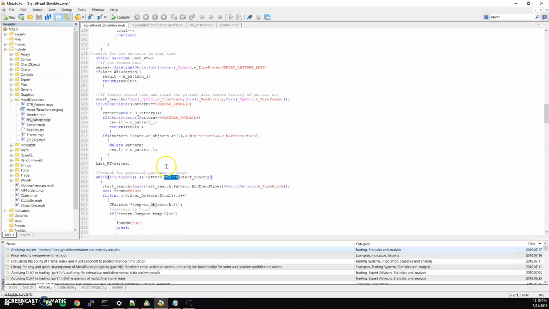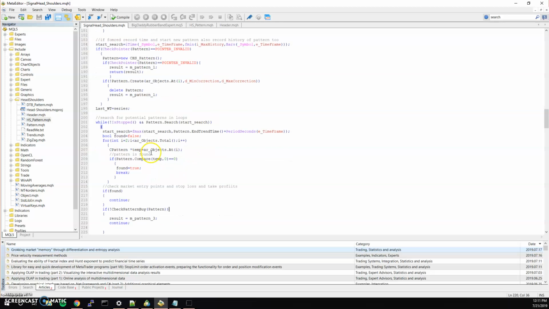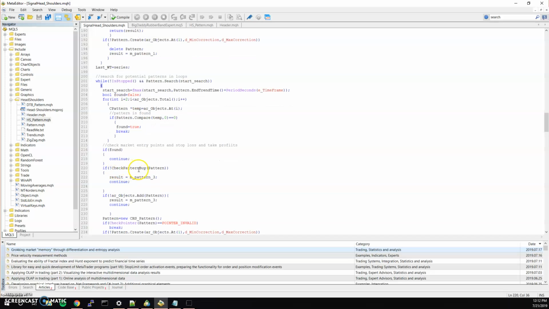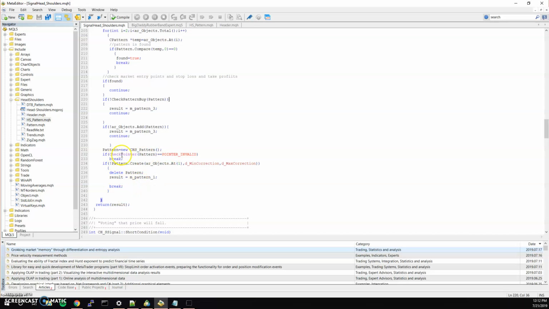We then search through the pattern in loops to see if all the values we have saved up for patterns match and we find this pattern, which goes back to the pattern.search. We check to search if there's a pattern. If there is a pattern, we then break out of the loop. We say if we found a pattern, we check if the pattern matches for buy using the check pattern buy that we talked about earlier. And then we set the result as, hey, there's a buy pattern, and then we exit out. And then that tells the expert advisor, hey, we should open an order here.